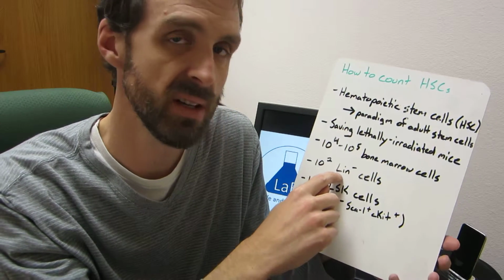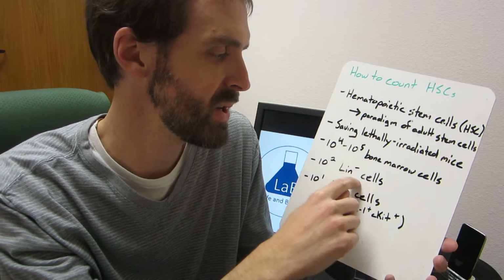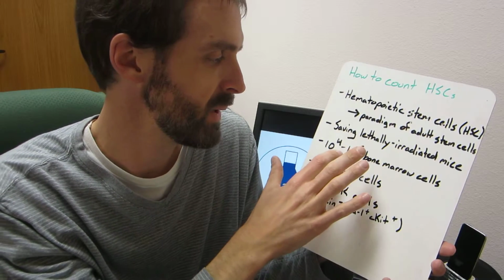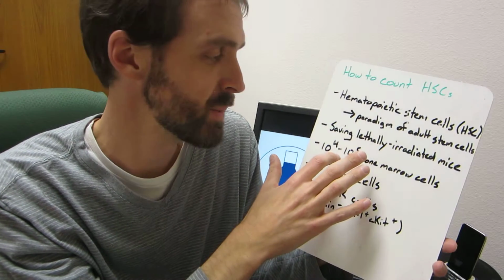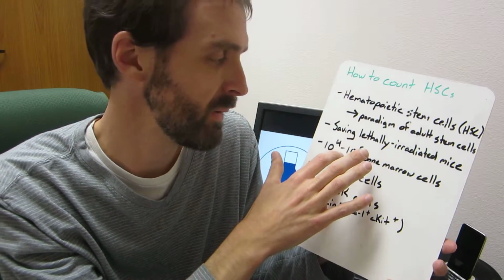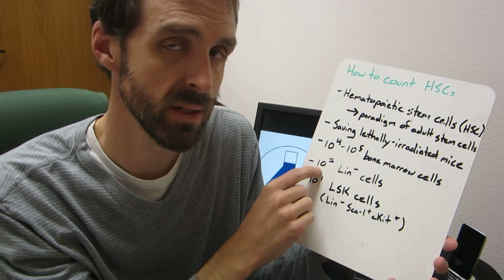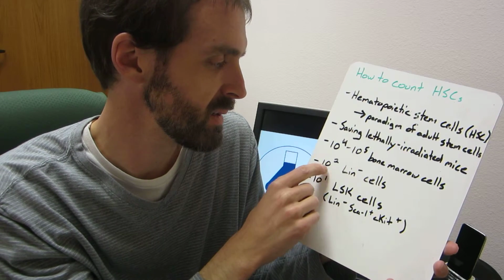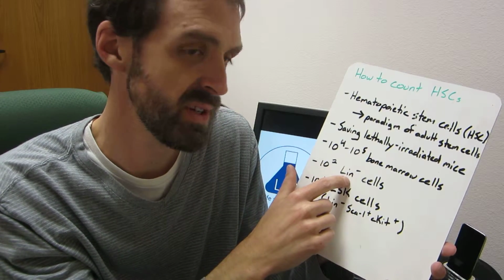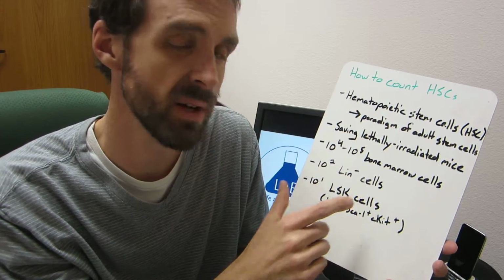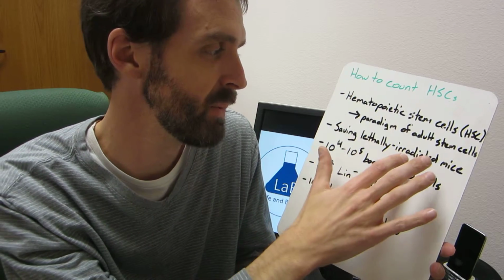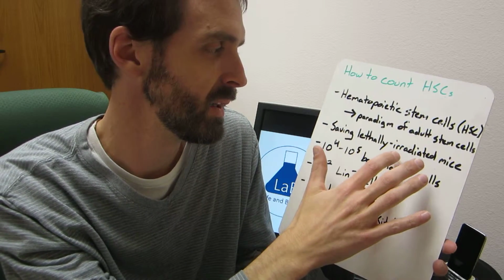And so lin is short for lineage, so these are lineage negative cells. And by doing that, you get a pretty good enrichment. You go from about 1 in every 50,000 cells to 1 in every 10 to the 2, so that's 1 in every 100 cells. If you inject 100 lin negative cells into a mouse, you tend to rescue the mouse from dying after lethally irradiating it.